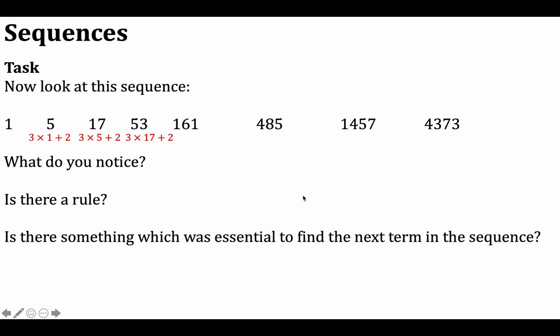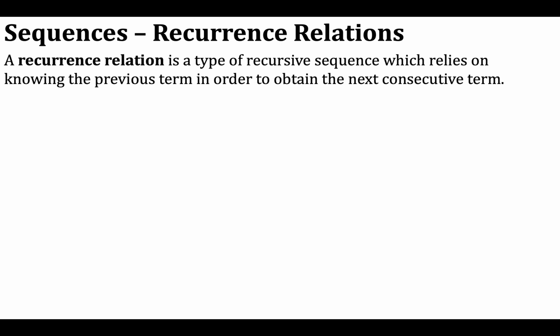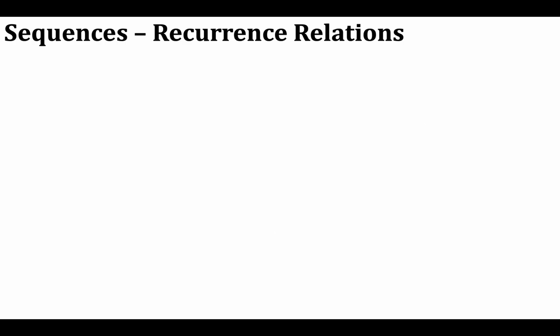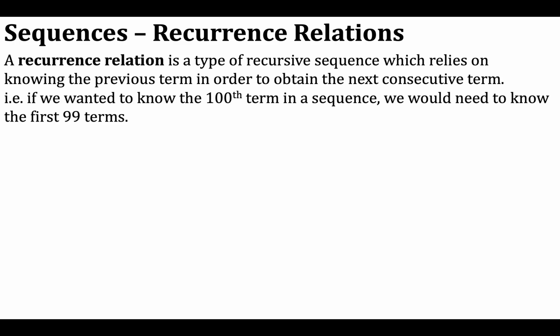Now, the reason I've got you to look at these tasks is it leads us on to recurrence relations. A recurrence relation is a type of recursive sequence which relies on knowing the previous term in order to obtain the next consecutive term. So obviously if we go back to this example, we needed to know the previous term in order to get the next one. And that is exactly what a recurrence relation needs as well. So it relies on knowing the previous term in order to obtain the next consecutive term.